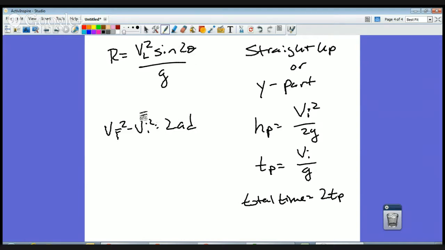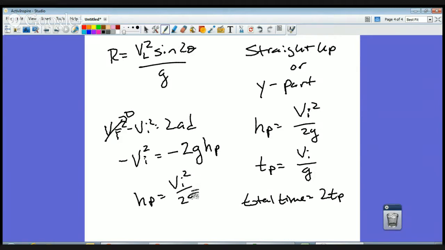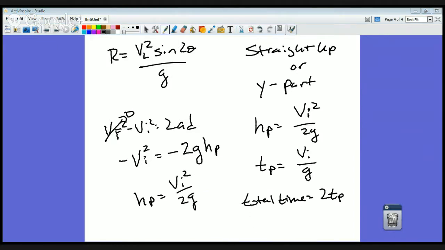Right, so at the peak, the velocity is 0. So you get minus vi squared is equal to negative, because a is negative g, 2g height of the peak, and height of the peak is vi squared over 2g. Right, so you can just quickly get to that answer anyways, but if you memorize it, that can help too. So it is up to you.